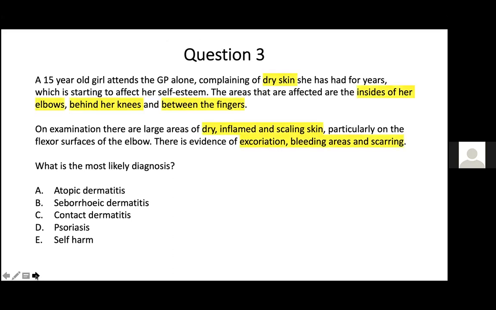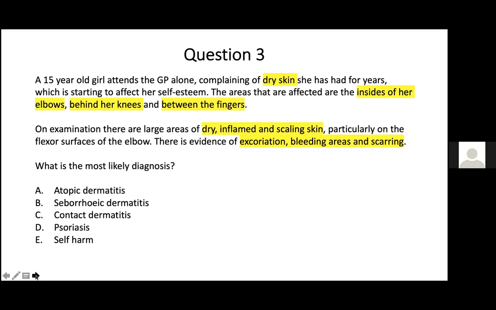So here we've got another young girl, and she's troubled with dry skin. She's had this for years, and she describes the affected areas as the flexor surfaces, so the inside of the elbows, behind the knees, and between the fingers. It sounds pretty bad. There's evidence of excoriation, there's bleeding areas, and there's even some scarring.